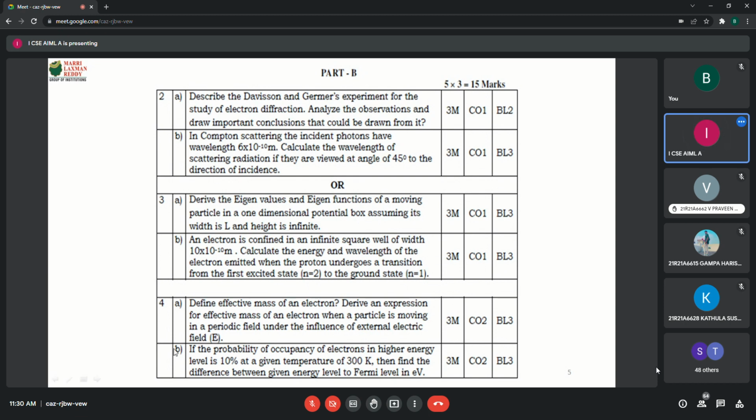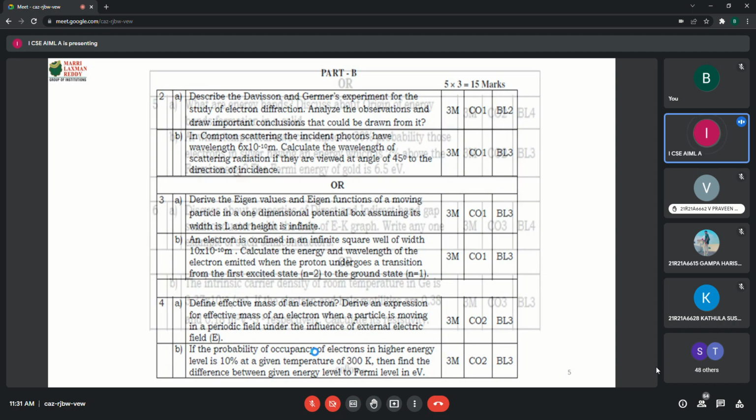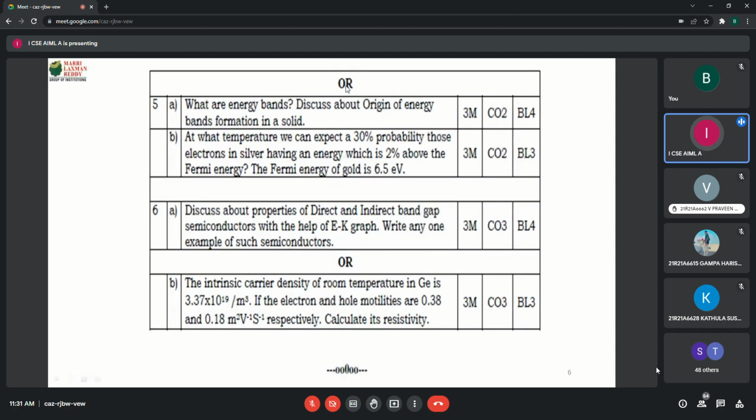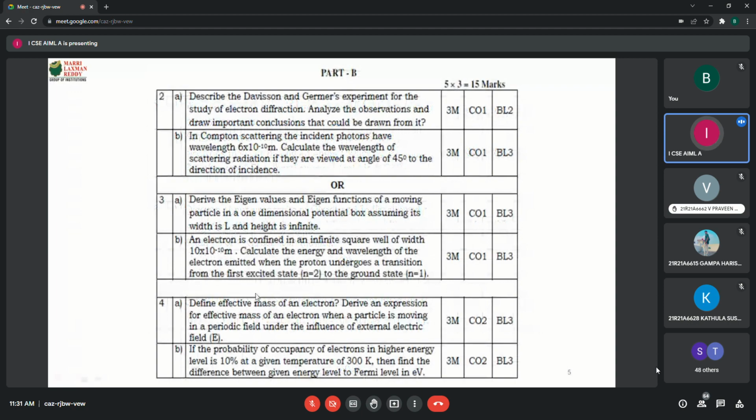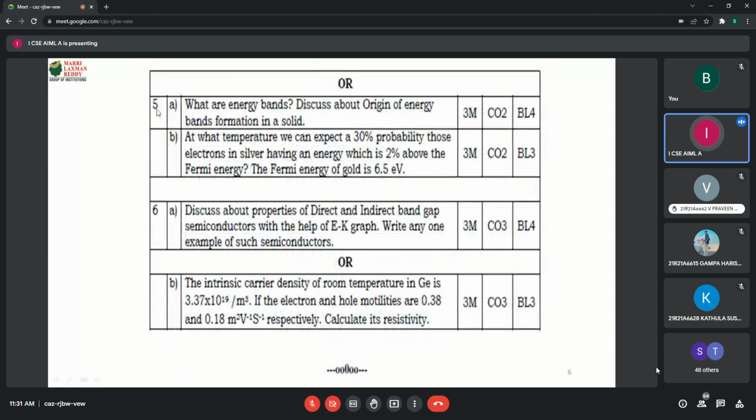So one theory, one problem. Regarding this question with the OR option, don't think that if you attempt 4A and also attempt 5B, you will get marks for both. Any one you will get, because you have to answer either 4 or 5 completely. There you have written the answer for theory 4A, and here 5B is the problem.